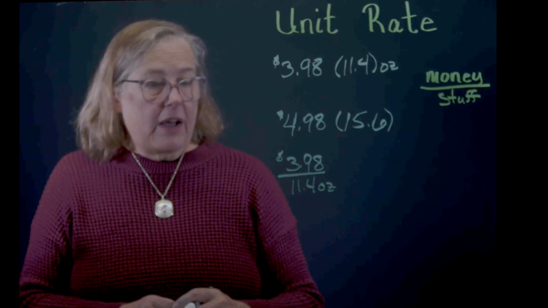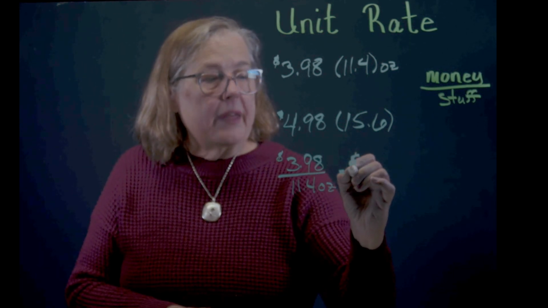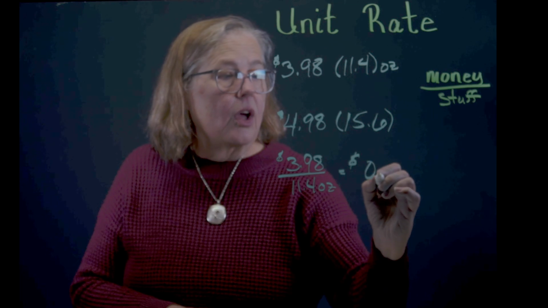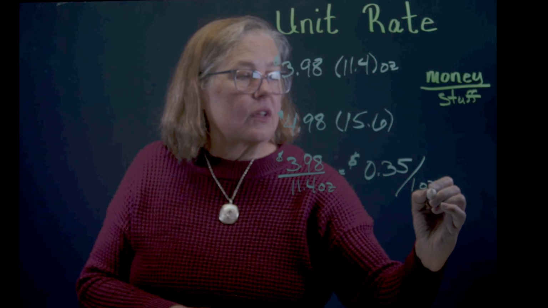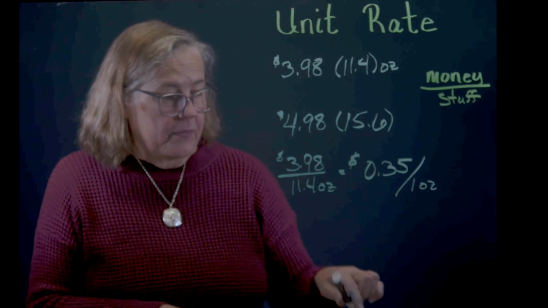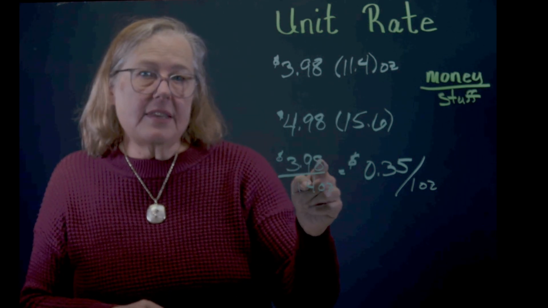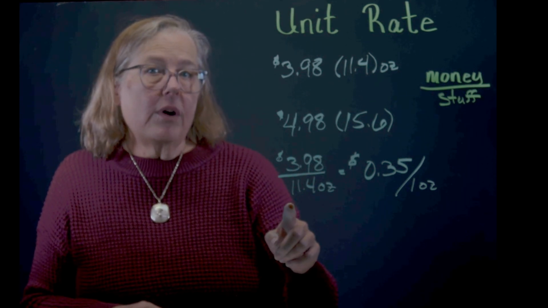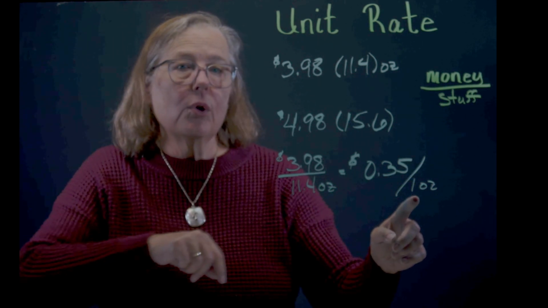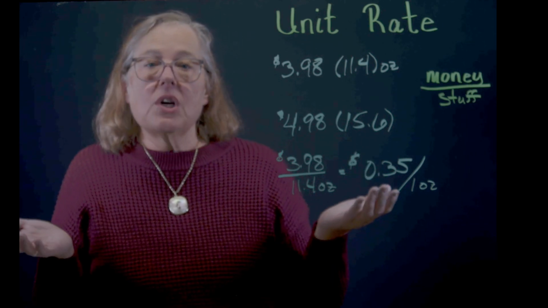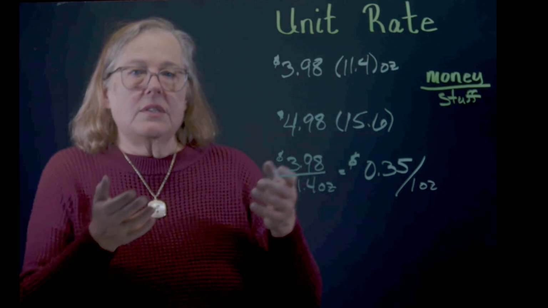Okay, if I grab my calculator and I do the math, what do I come up with? That tells me that I'm buying that box of cereal for 35 cents for 1 ounce. Do you see what I did there? I took the top divided by the bottom, I took $3.98. I divided it by 11.4. What does that tell me? That tells me that 35 cents per 1 ounce. Now I can find out how much other cereals cost, and I can compare. Are they about the same? Is this one more? Is the generic better?